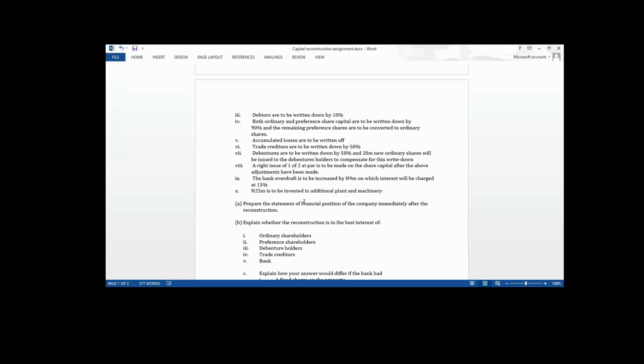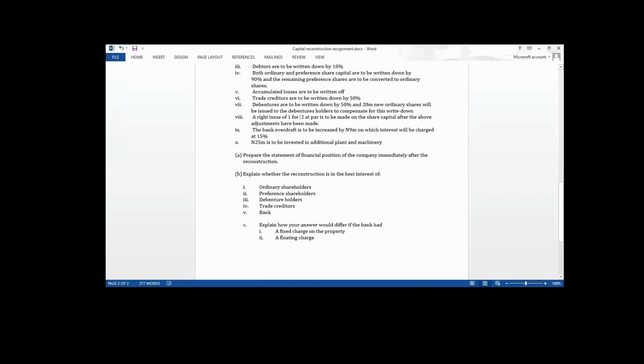A right issue of 142. It should be 142. At par, to be made on the share capital after the above adjustment has been made. The bank overdraft is to be increased by 9 million, on which interest will be charged at 15%. 25 million to be invested in plant and machinery.